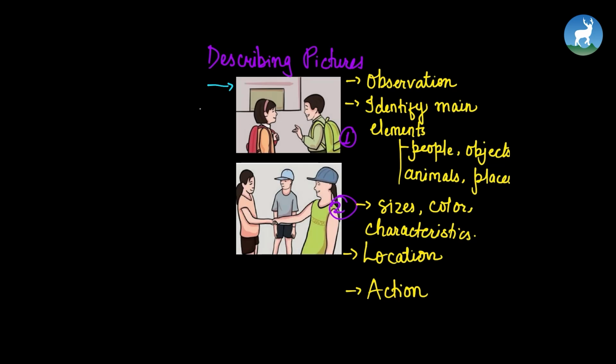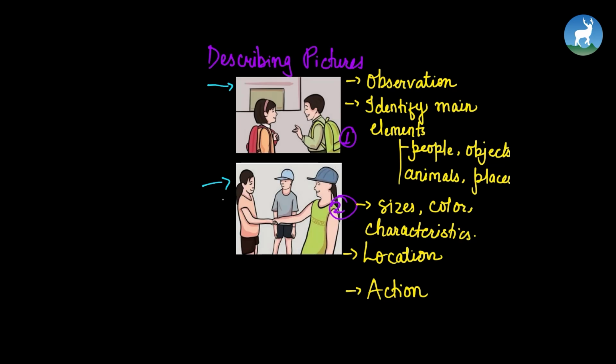Now let's move to picture number 2. So what is the first thing again? The thing we do is observe and then we identify the main elements. Let's start doing it together for the second picture. In this picture, we can see 3 people. 2 of them are girls and 1 is a boy. One of the girls is wearing a blue cap. The boy is wearing a light colored cap and the other girl is wearing shorts and a light pink t-shirt.